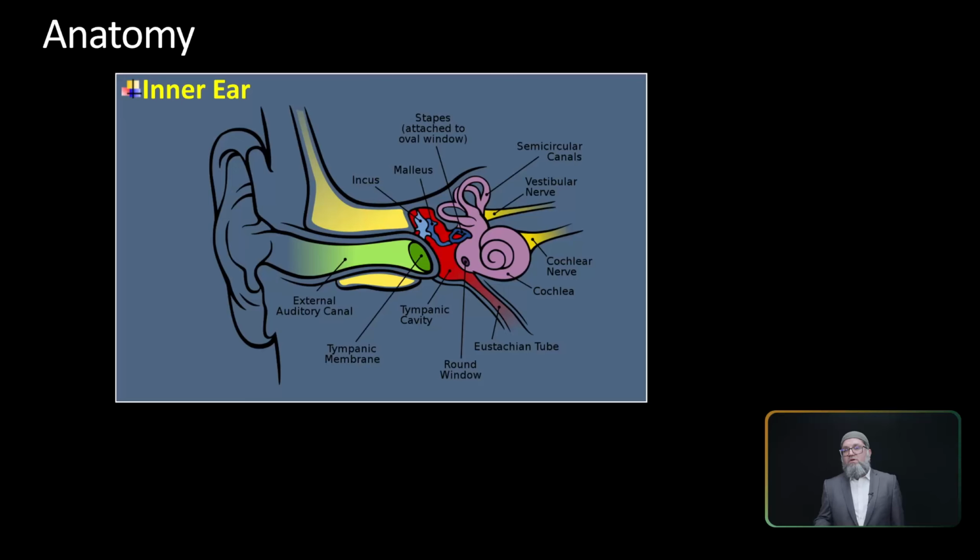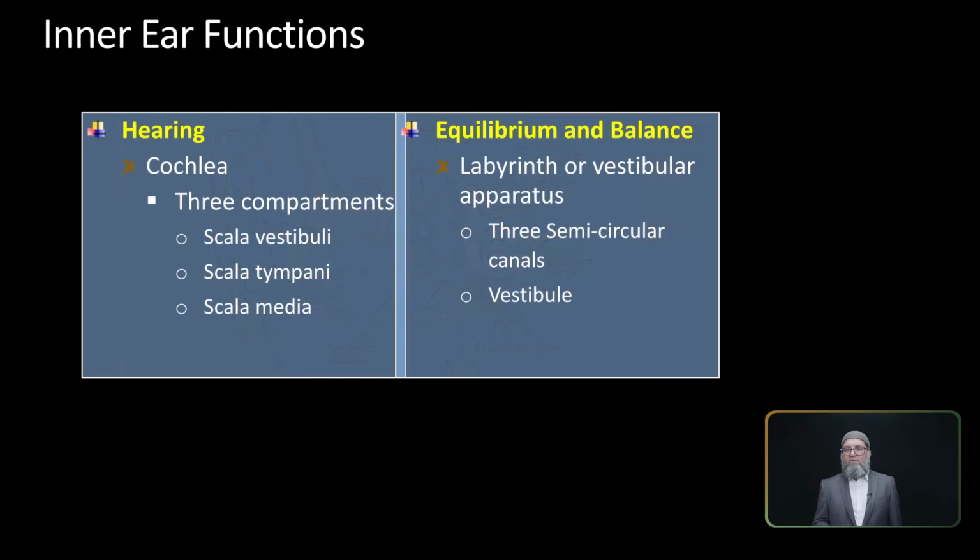The cochlear nerve originates from the cochlea, and the vestibular nerve originates from the vestibular organ, and they combine to form the 8th cranial nerve, known as the vestibulocochlear nerve. The vestibular nerve is responsible for balance, and the cochlear nerve is responsible for hearing. So the inner ear has two functions: one is hearing and one is equilibrium and body balance. The hearing is due to the cochlea, which has three components: scala vestibuli, scala tympani, and scala media. Equilibrium is due to the labyrinth or vestibular apparatus, which has three semicircular canals and a vestibule.